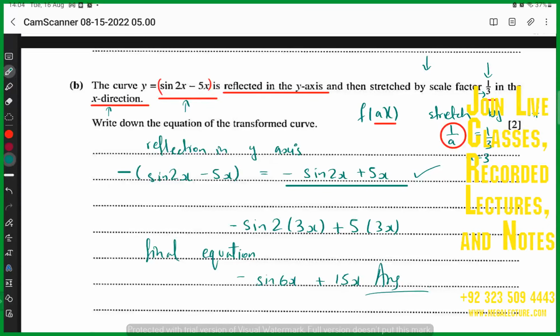So it's 1/3. The stretch factor is 1/a. This means that a is 3. So this means that I would be multiplying a with x. That was 3 in our case. Okay, so this was x. Instead of this x, I wrote 3x. And upon simplification, this is going to be the final equation of the transformed curve.